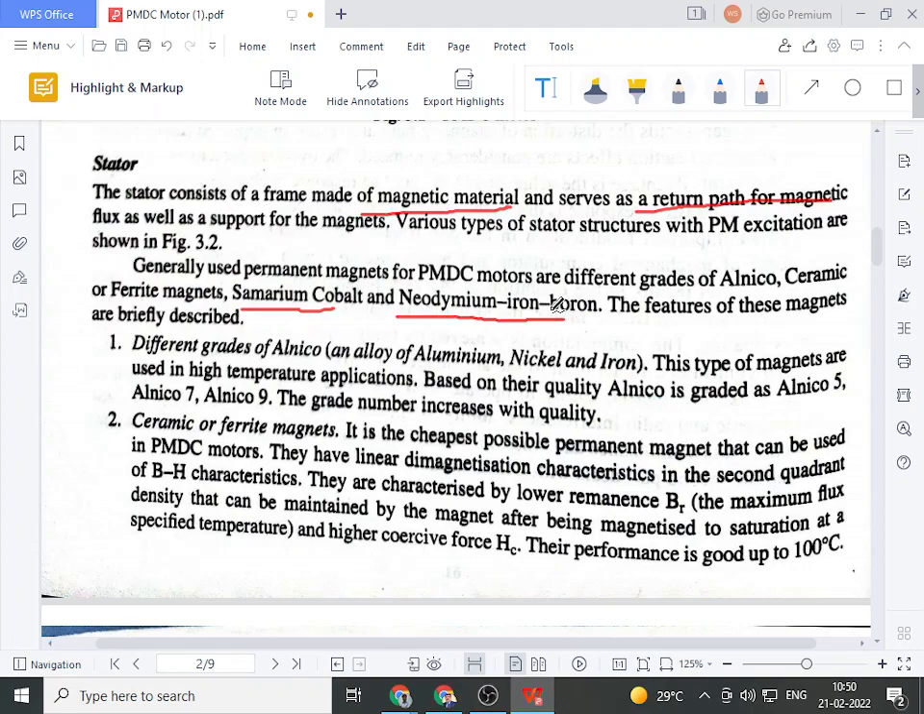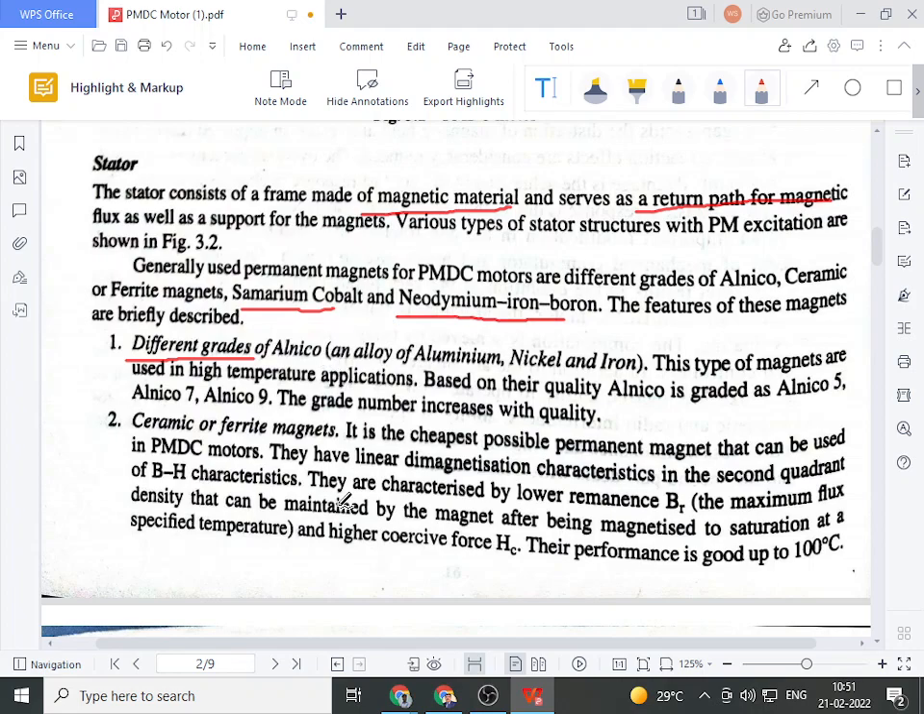Okay. So the first type of magnet used is the different grades of Alnico. Now, what is Alnico? It is an alloy of aluminium, nickel and iron, therefore it is known as Alnico. This type of magnet is generally used in higher temperature applications.